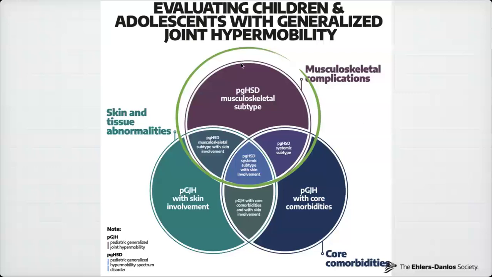This is another diagram to look at the different 8 domains. So we have 1, 2, 3, 4, 5, 6, 7. Oh, I thought there's 8. My math is not mathing right now, but yeah, there's 8, because there's one asymptomatic. So if you look at the musculoskeletal complications with the pediatric generalized hypermobility spectrum disorder subtype, this is where we have musculoskeletal complications, and all the others where we don't, we call pediatric generalized joint hypermobility. So these 3 at the bottom.